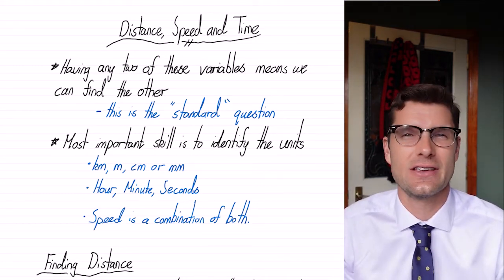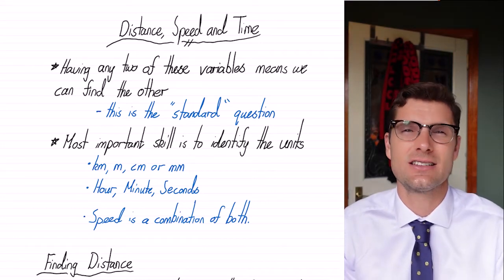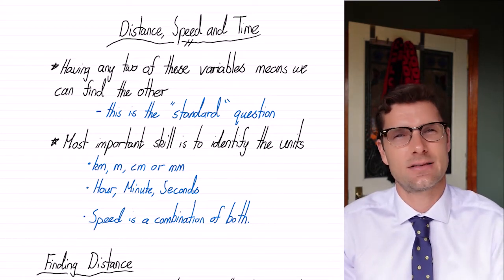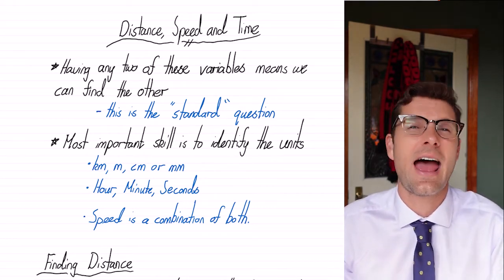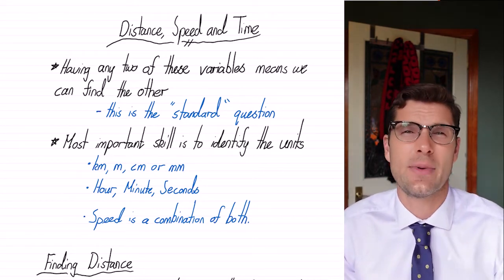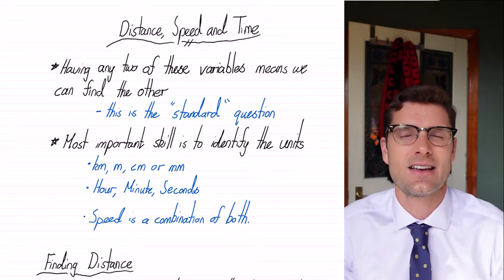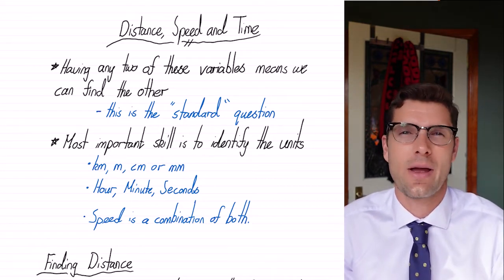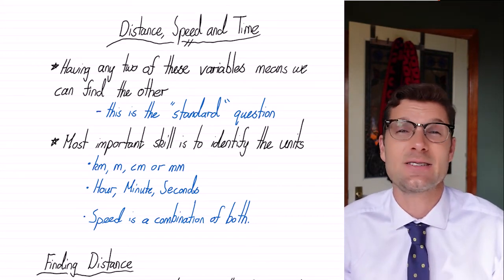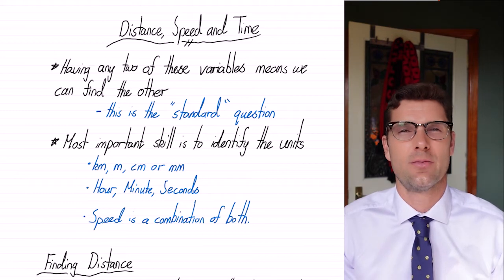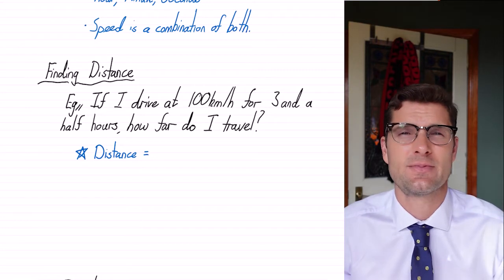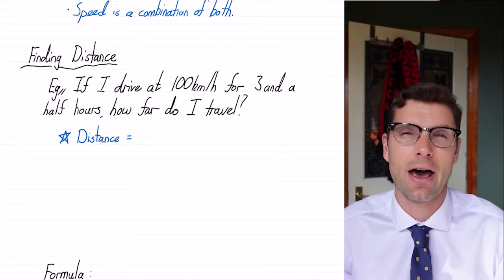One of the most important skills for this is to be able to look at the units that make up each of the three variables. So for distance, we could be talking about kilometers, meters, centimeters, or millimeters, and knowing how to convert in between those four is a really important skill. We could also be talking about hours, minutes, or seconds. So sometimes it's not worthwhile talking about kilometers per hour if something's only moved a couple of centimeters. And then speed is just a combination of both of these variables with one on top and one on the bottom. So for this example, if I drive 100 kilometers per hour for 3.5 hours, how far do I go?